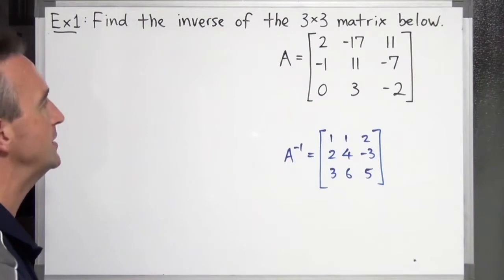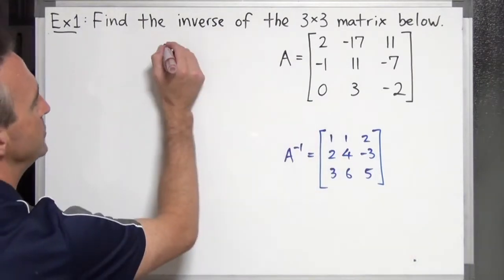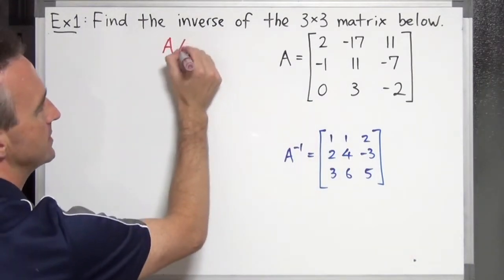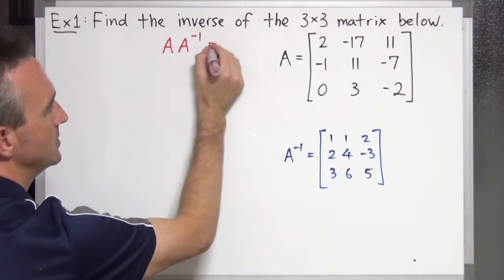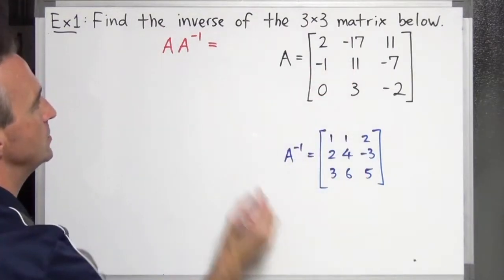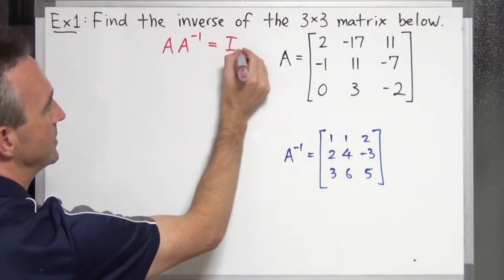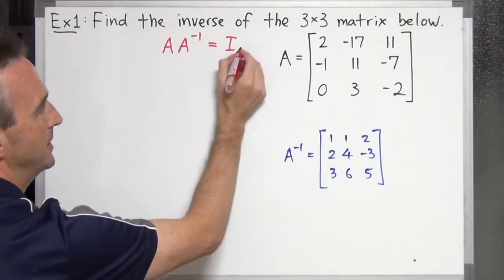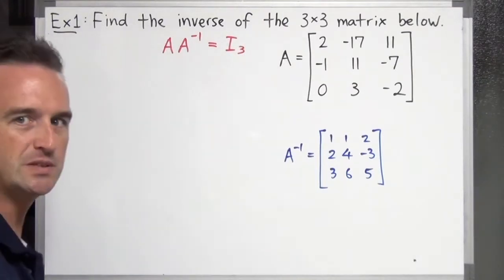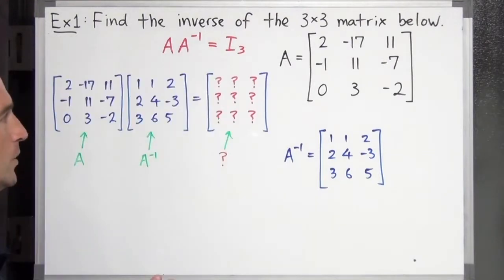Well, if you don't, how can we check it? Remember, what is the definition of an inverse matrix? It's the matrix such that the original matrix times this inverse matrix, this times this should give the identity matrix. Again, in this case, the identity matrix would be I3, wouldn't it? So why don't we just do it, see if it works. There we go, all set up.